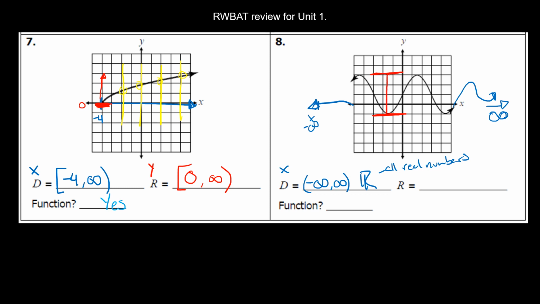Okay, so the lowest we go is down to -1. So we're going from -1 to 3, and we are closed on that interval because we do touch those values.